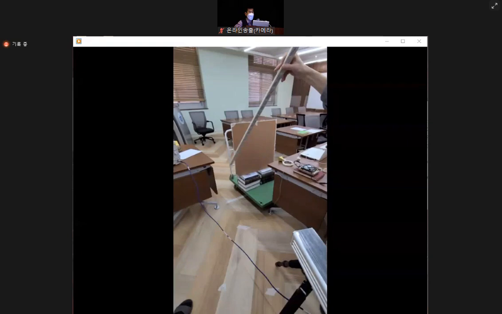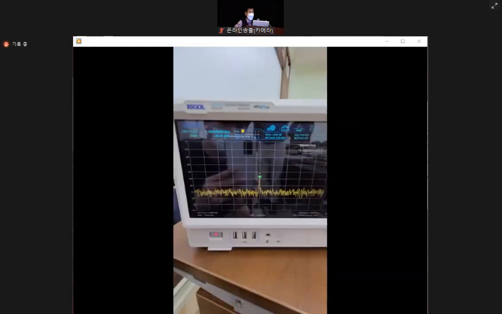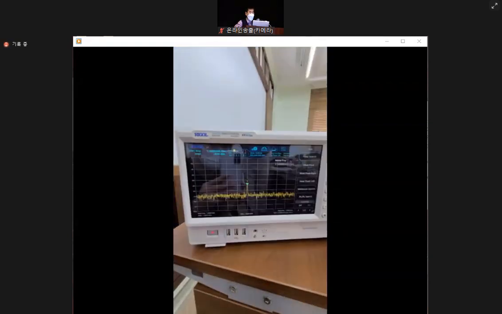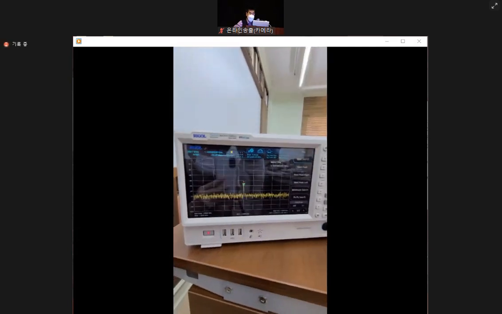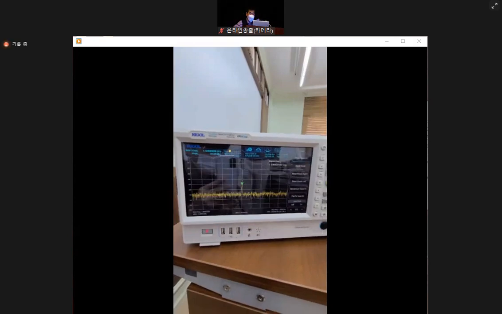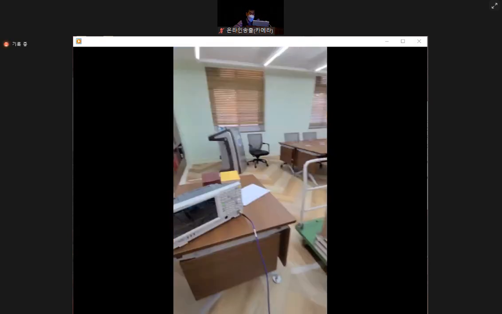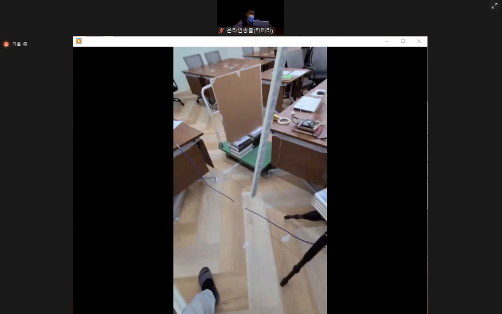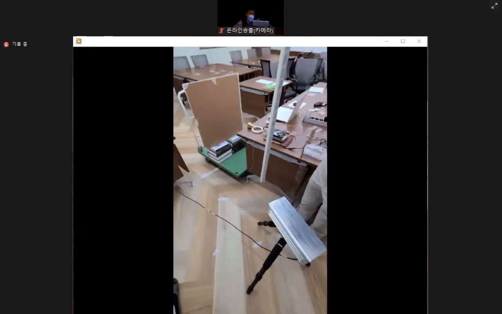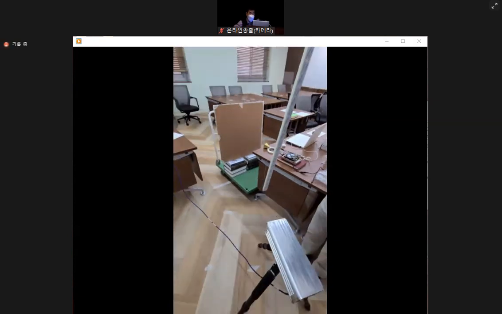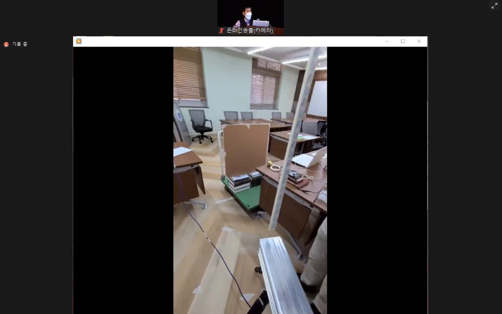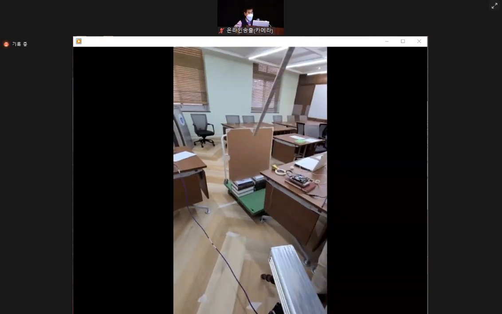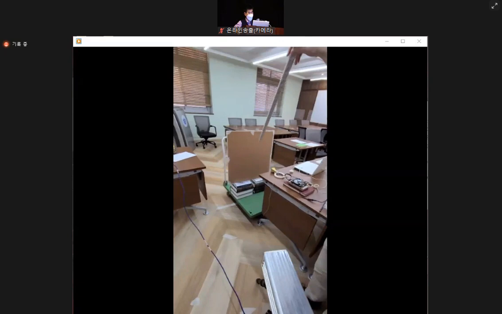Let me check. Let us check. Yeah, how much does it read now? Minus 50 point something dBm. So you can obviously see the difference between the signal strength at 41 degrees and at 20 degrees. So the noise has been removed. Why? We could do that by moving it further away from the surface of the material.